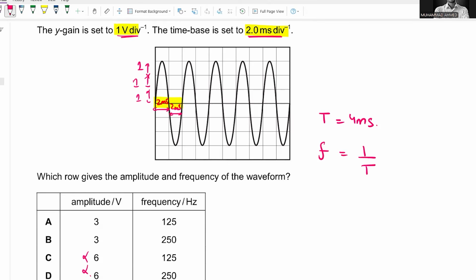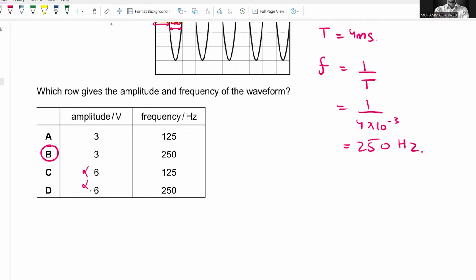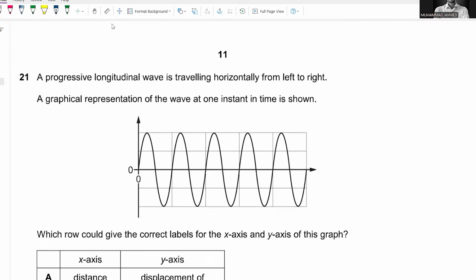Can you calculate the frequency? 1 over time period. 1 divided by 4 into 10 raised to the power of minus 3. Your frequency comes out to be 250 hertz. B is your answer. Easy peasy lemon squeezy. We did not do anything difficult here. Let's further move ahead.